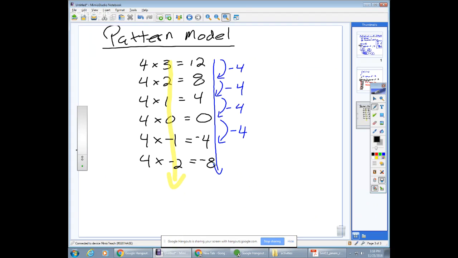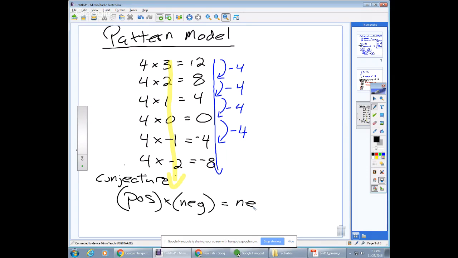We do a few of these patterns, and we see something happening here. If I take a positive number times a negative number, the answer seems to be negative. We're just making a conjecture here: a positive times a negative seems to be a negative number.